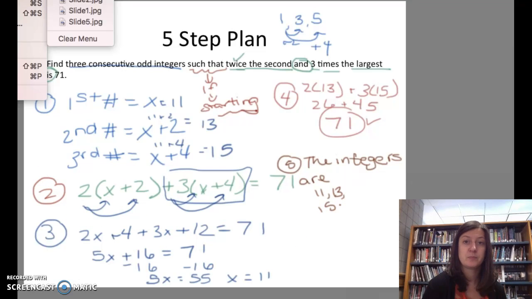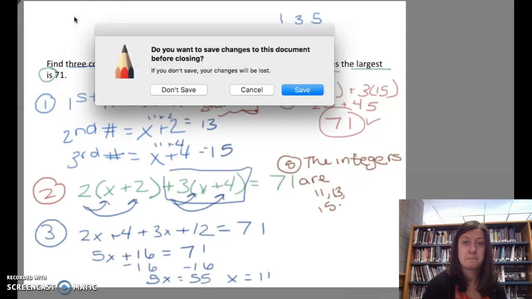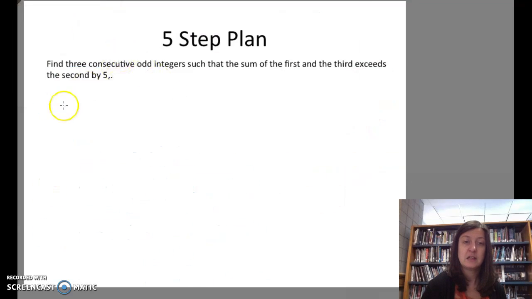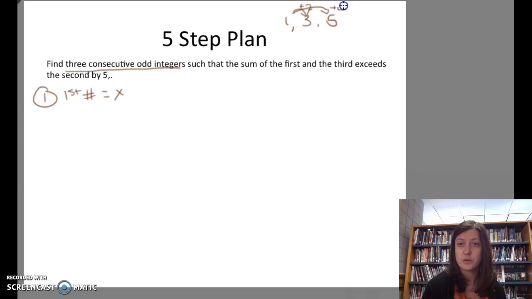Last problem. Again, find 3 consecutive odd integers. And we could write our model again if we wanted. Plus 2, plus 4. Second number equals x plus 2, and third number equals x plus 4.